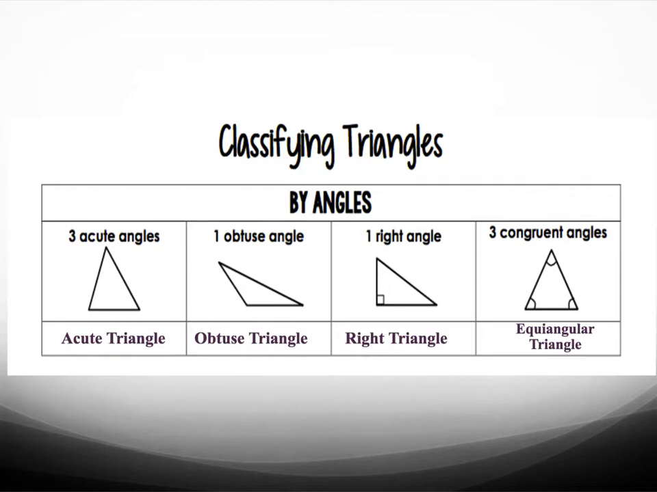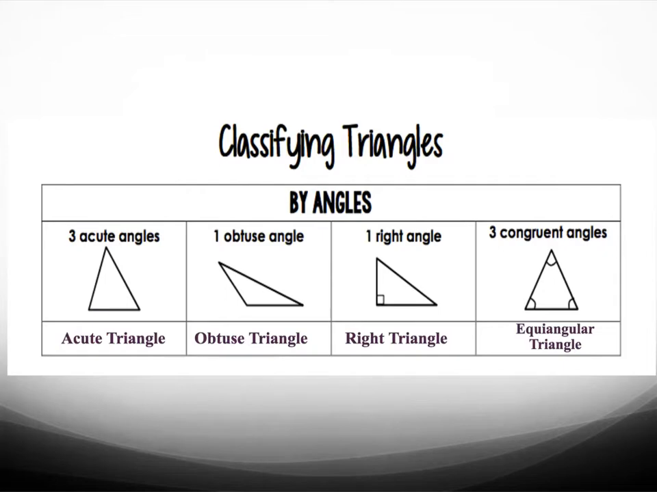Here, as we classify triangles, you will notice that if we have 3 acute angles, it is called an acute triangle. If we have 1 obtuse angle, it is called an obtuse triangle. 1 right angle is called a right triangle. And if we have 3 congruent angles, it is called equiangular.